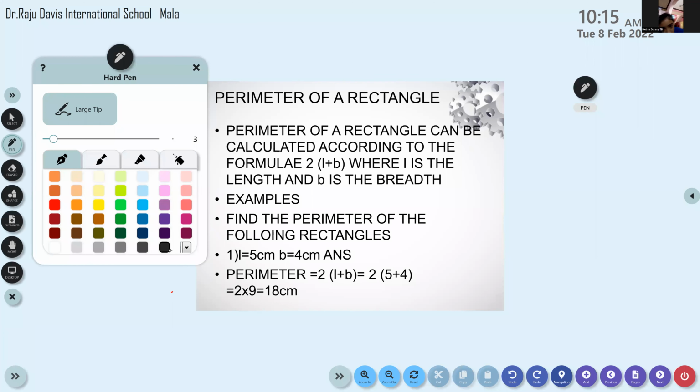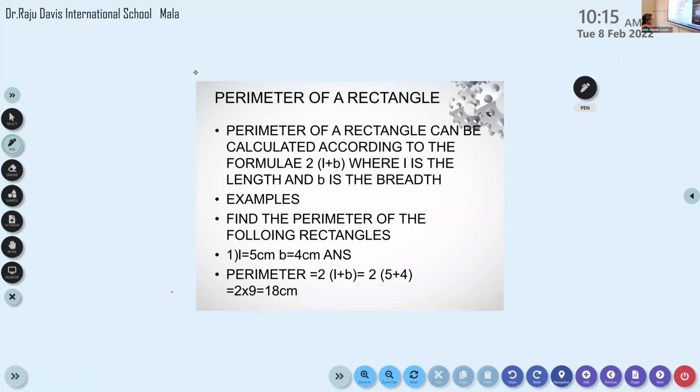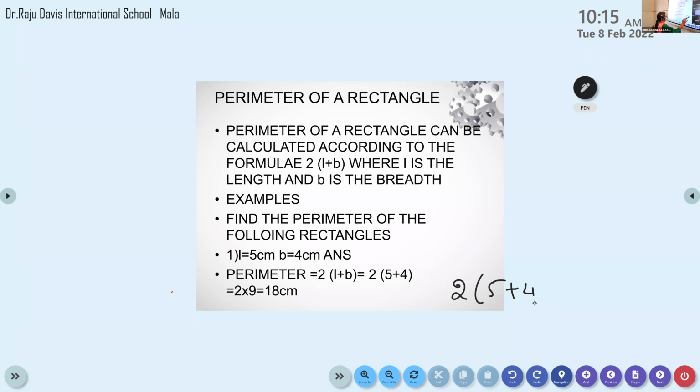Example. Completed all of you? No, ma'am. Find the perimeter of the following rectangles. 2 into L plus B, so 2 into 5 plus 4, 2 into 9. You will get it as 18 centimeters.